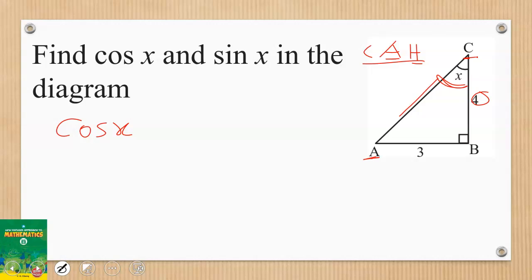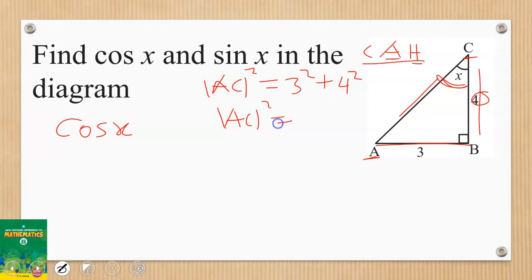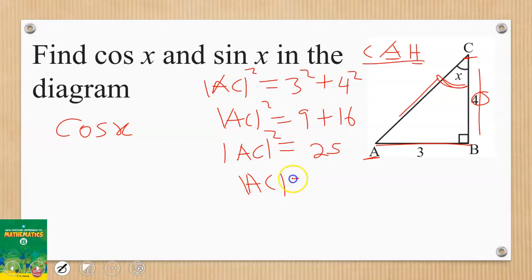So using our Pythagoras theorem, we know that our AC squared, which is the hypotenuse squared, is equal to the sum of the 2 other sides squared. So 3 squared plus 4 squared. Again, our AC squared will be 3 squared is 9, 4 squared is 16. When we sum them up, we have 25. So our AC squared is equal to 25. To find AC, we root both sides, and that will give us root 25. And the answer becomes 5. So we can put 5 here now.